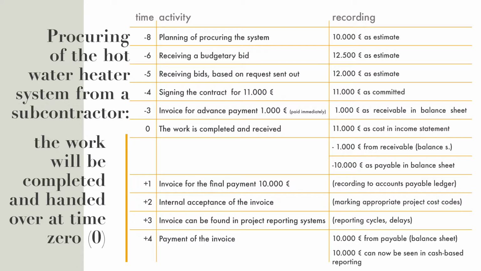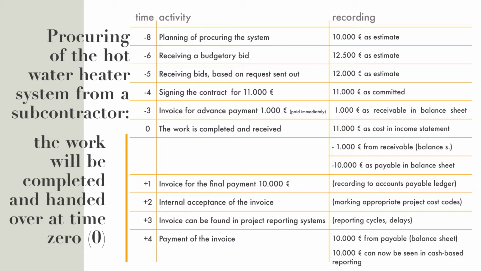At plus 3 months, the invoice can be found in the reporting system, so there are all kinds of reporting cycles and delays. And at plus 4 months, we are paying the invoice. For now, the payment can be seen in cash flow reporting, this 10,000, and we are removing this payable from the balance sheet when we have paid it. So it is not anymore our debt to the contractor.